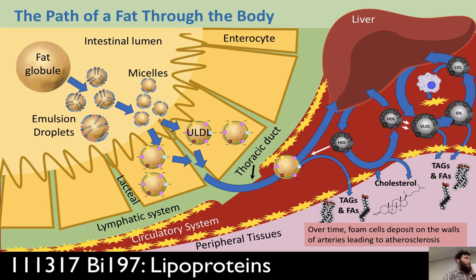they initiate an inflammatory response, which causes the foam cells to deposit on the walls of your arteries in your body. So this is what leads to atherosclerosis. If there's too much LDL and not enough HDL, so not enough of the triglycerides are getting dumped to the peripheral tissues, you can get an overabundance of foam cells and a hardening of your arteries.